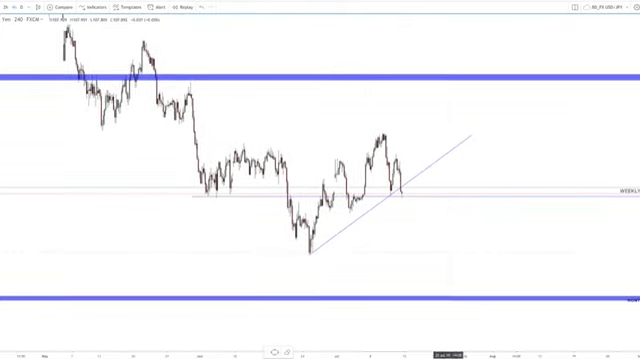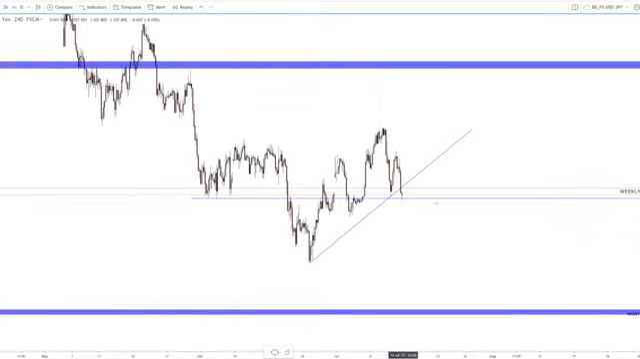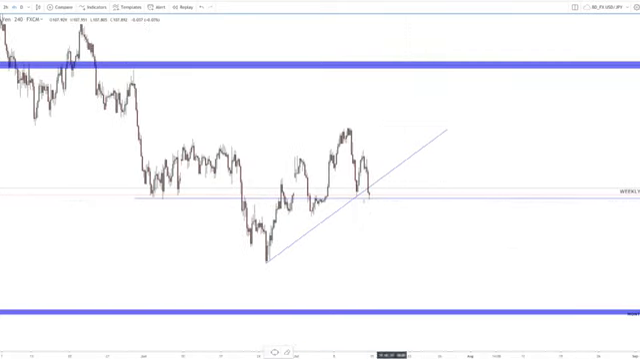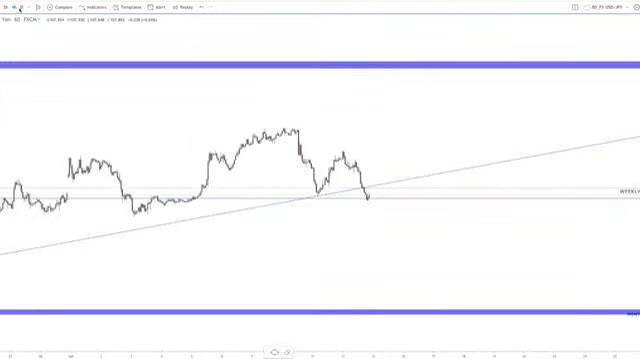USD JPY could get a little bit weaker, but I'm also keeping an eye on the Japanese yen to see how that acts, because obviously US dollar could get weaker as I've explained. So I'm going to be watching this interesting level here, as I explained on another pair.